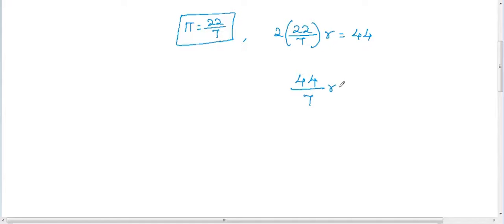7 into r is equal to 44. See here we have a 44 on both sides, so just cancel those 44 and we'll get r is equal to 7 centimeter. So the radius of the circle is 7 centimeter.